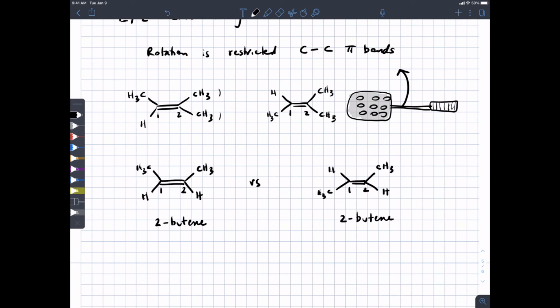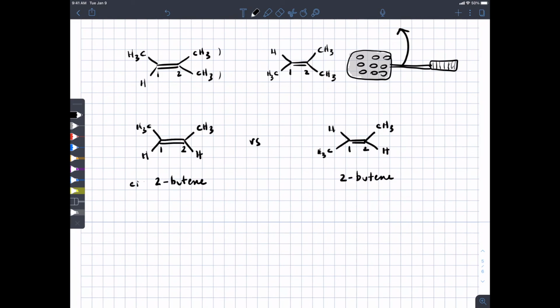And in fact, when both carbons only have one group other than hydrogen, cis and trans is just fine. So we could call this cis-2-butene and trans-2-butene. Trans being across, cis being same side. All right? But that will start to break down if one or both of our carbons is attached to two things other than hydrogen.